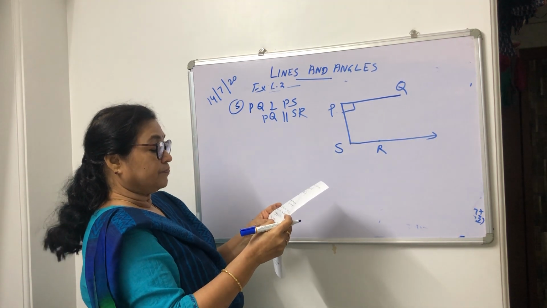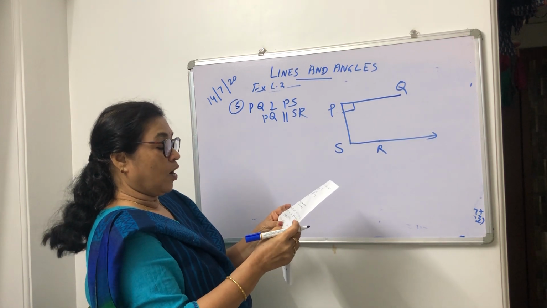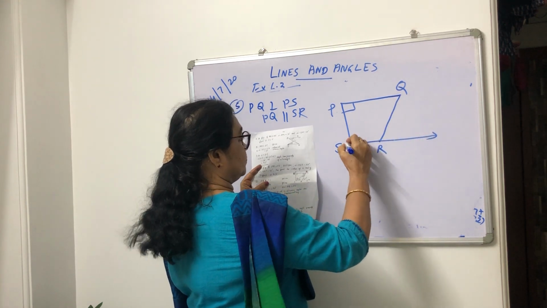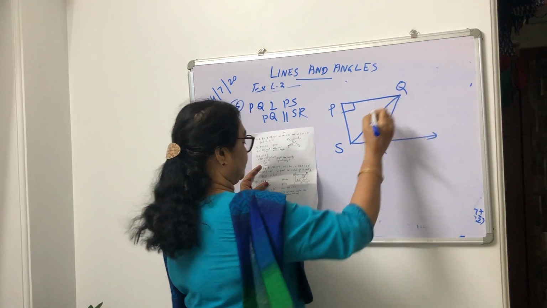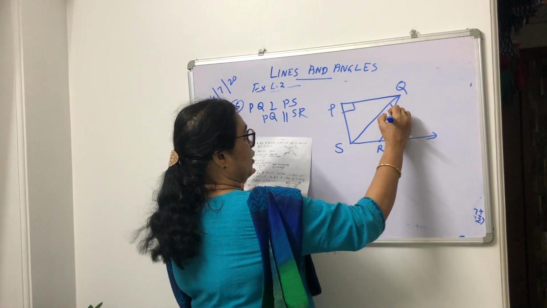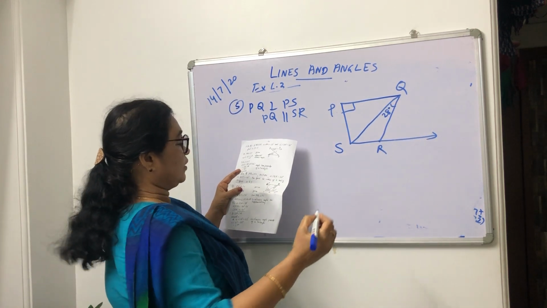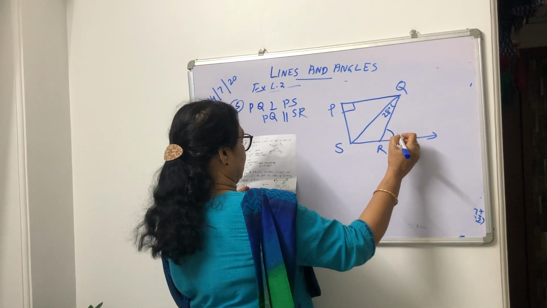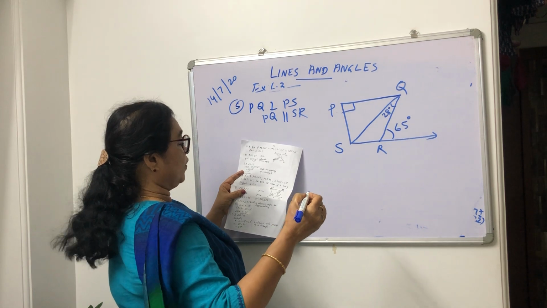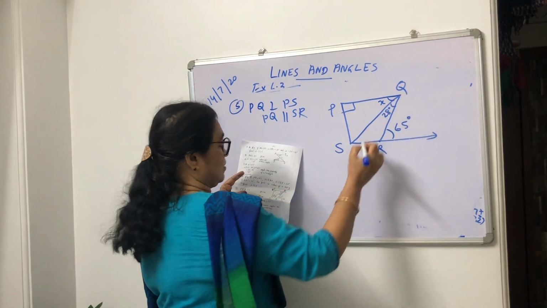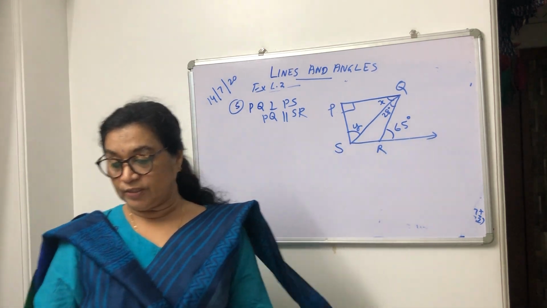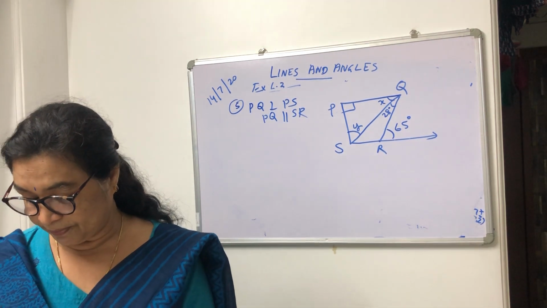Then angle SQR. This figure is drawn like this here. Angle SQR, this angle is 28 degrees. This angle QRT is 65 degrees. Then you have to find X and Y. This angle is X and this angle is Y. So you need to find X and Y.